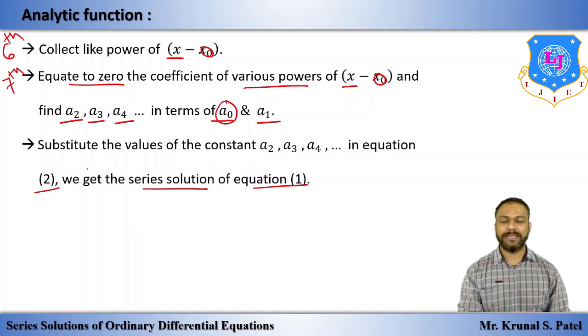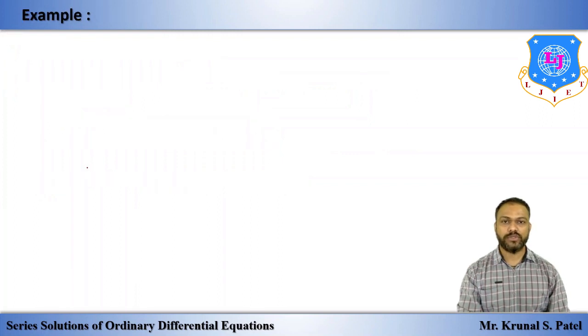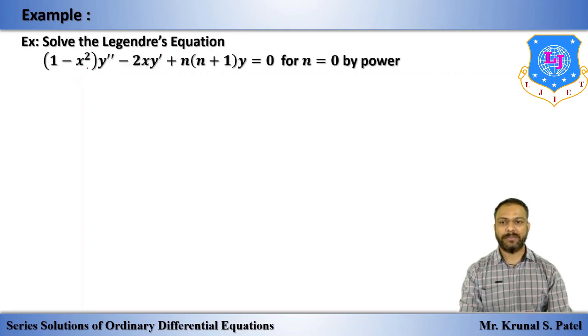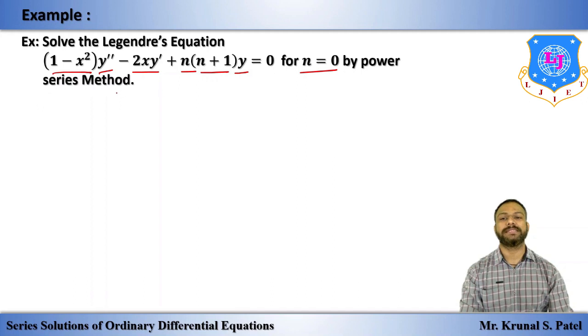Now we will understand this with one example so you can understand better. So we have an example: solve the Legendre equation (1 minus x squared) y double dash minus 2x y dash plus n(n plus 1) y is equal to 0, for n is equal to 0, by power series method.